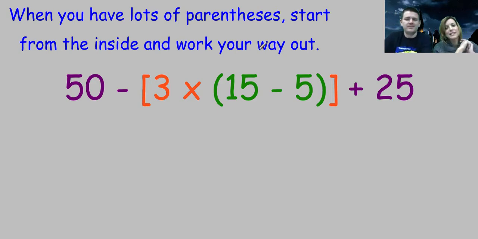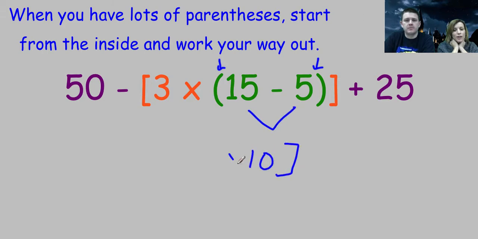Yep, pause it, write it down, make sure you have the difference between brackets and parentheses. Okay, in this example, we've got 2 different types of parentheses going on, and we need to make sure we start with the inside parentheses first. So we have green parentheses that we need to take care of first. So 15 minus 5 will give us 10. And then we need to complete our brackets, which are still considered grouping symbols. So we're still on top of that pyramid.